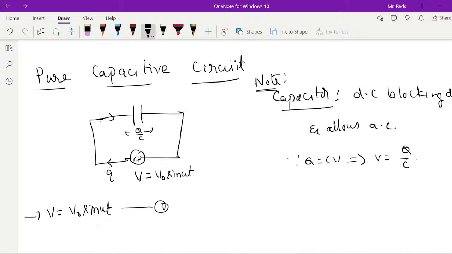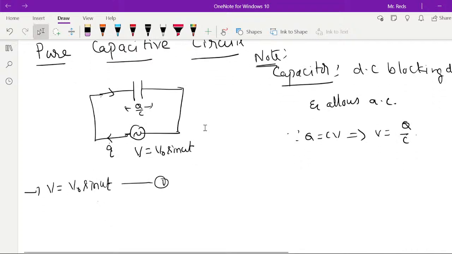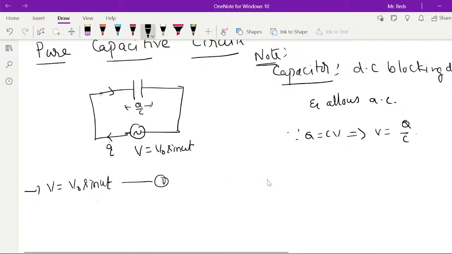So E minus Q by C is equal to 0, taking the signs of the positive and negative potentials. That gives the relation E is equal to Q by C. But what we have taken is E, so let us take it as V instead. Different symbols you can take. V is equal to Q by C, so Q is equal to CV.